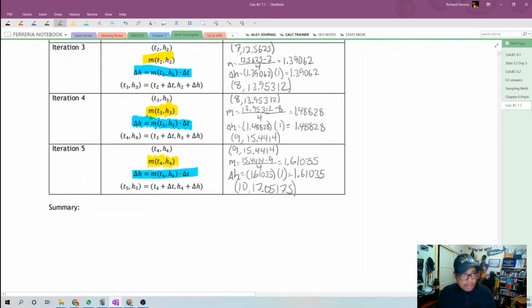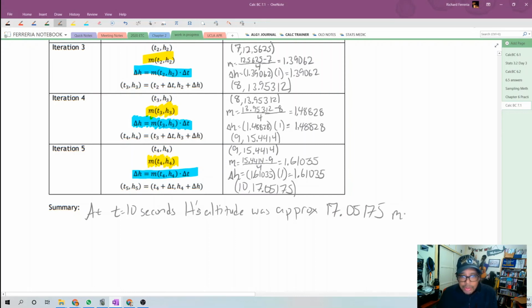Okay. Summary. At t equals 10 seconds, Harry's altitude was approximately 17.05175 meters. Okay. So that is Euler's method here.